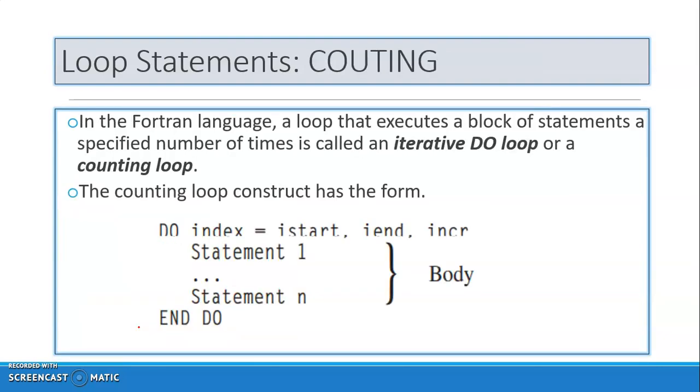On the side of counting, this is a loop that executes a block of statements a specified number of times. So it's called an iterative do loop or just a counting loop.